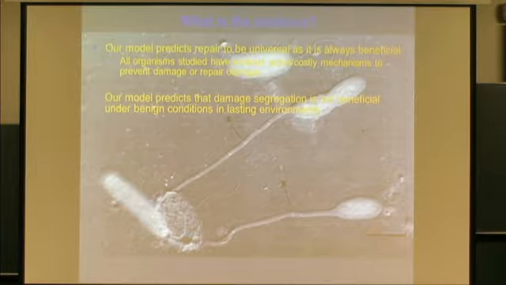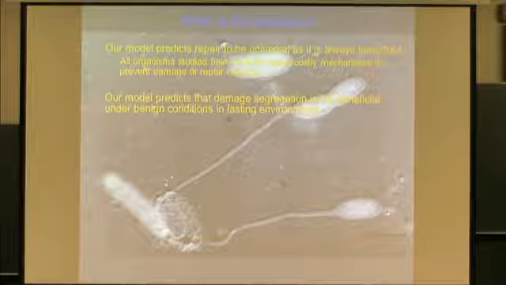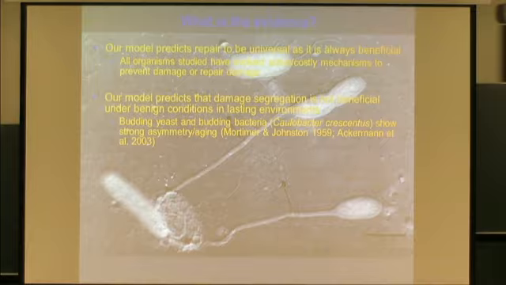Our model also predicts that damage segregation is not beneficial under benign conditions in lasting environments. Now there is evidence, for example, basically the budding yeast and the budding bacterium Caulobacter are the two organisms that show strong aging. Okay, and that appears to be in contrast to our model prediction.